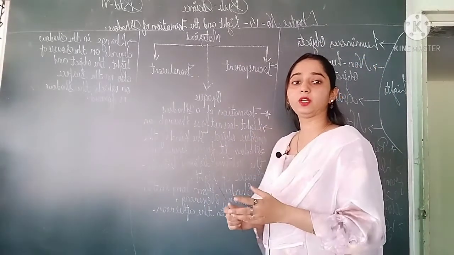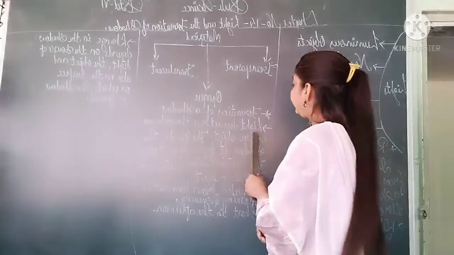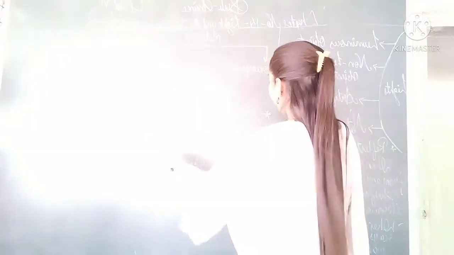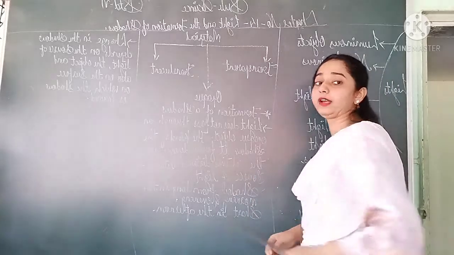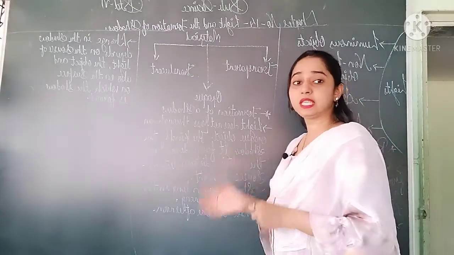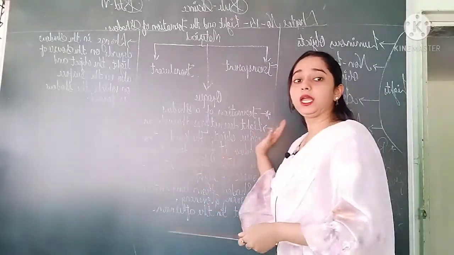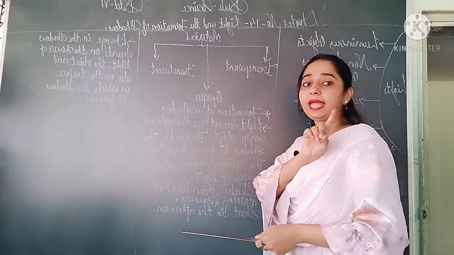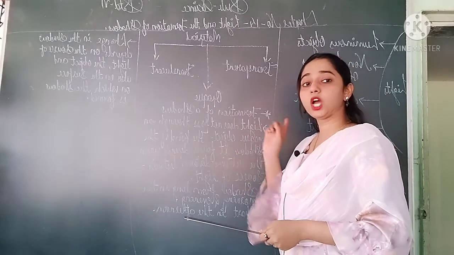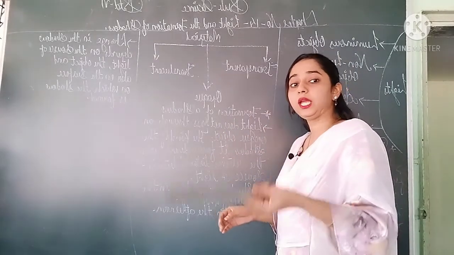Now the next is formation of a shadow. How does a shadow form? Here light does not pass through an opaque object. Already we have seen that in opaque material light cannot pass. Because of that we cannot see the other side.